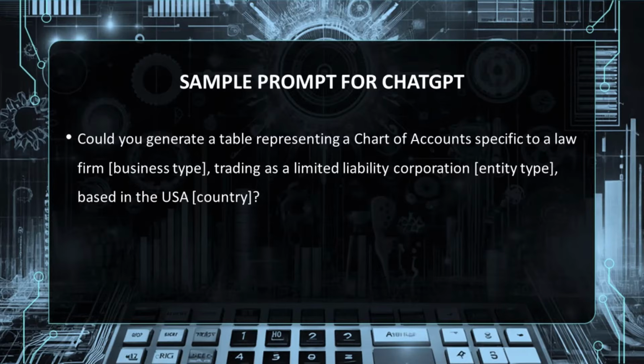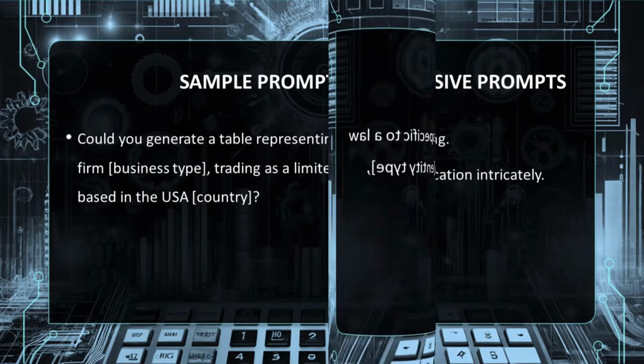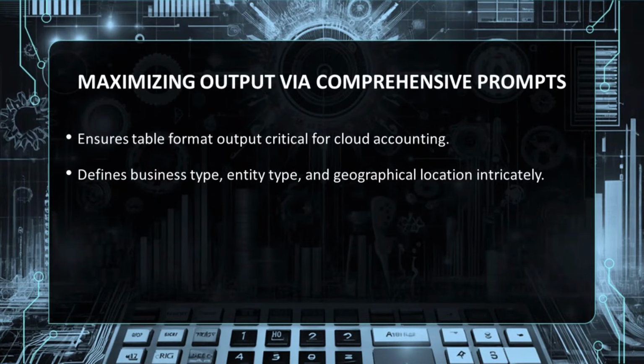Consider this example. Could you generate a table representing a chart of accounts specific to a law firm trading as a limited liability corporation based in USA? This specific construction of the prompt is critical as it ensures the output is in a table format, which is quintessential for seamlessly incorporating the data into cloud accounting systems. It's crucial to note how the prompt intricately defines the business type, entity type, and geographical location.